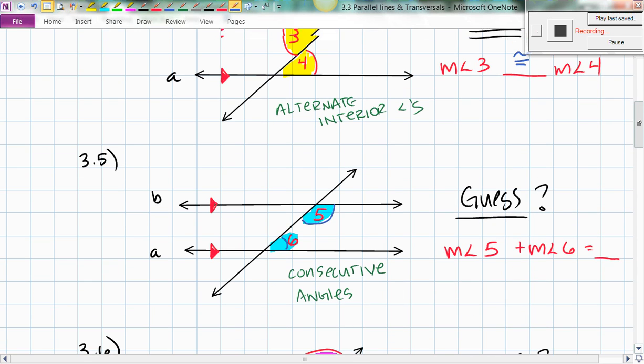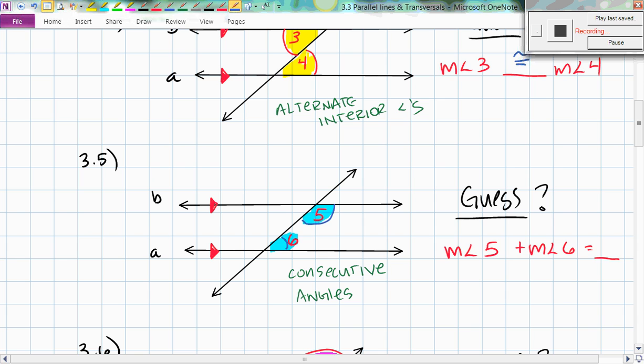All right, let's do 3.5. Same picture, except I've chosen 2 different angles, angles 5 and 6. Now, there's no way those are congruent because angle 6 is a lot smaller than angle 5. So I'm going to let you copy this out and think about it, and then I'm going to call on someone.